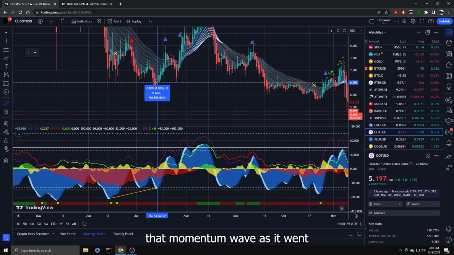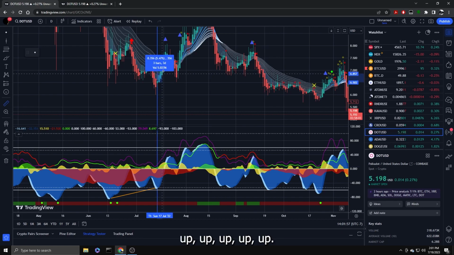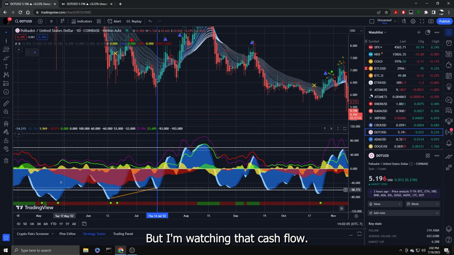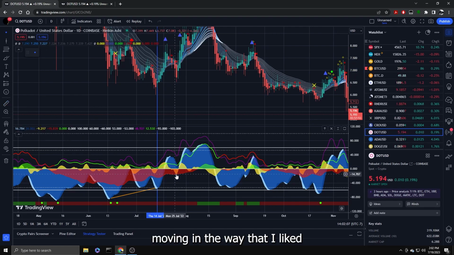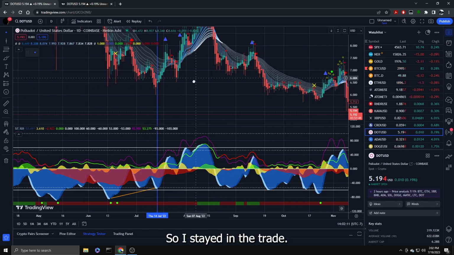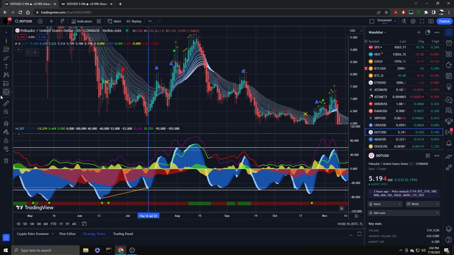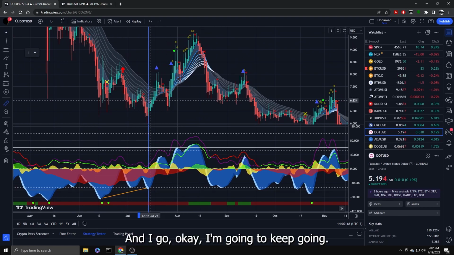And then I rode that momentum wave as it went up, up, up, up, up. And I could have taken profits here at 20%. Nobody would have blamed me. But I'm watching that cash flow. I see it continue moving in the way that I liked. And I wasn't under much pressure. So I stayed in the trade. It was just a spot trade, no fees. And I go, okay, I'm going to keep going.